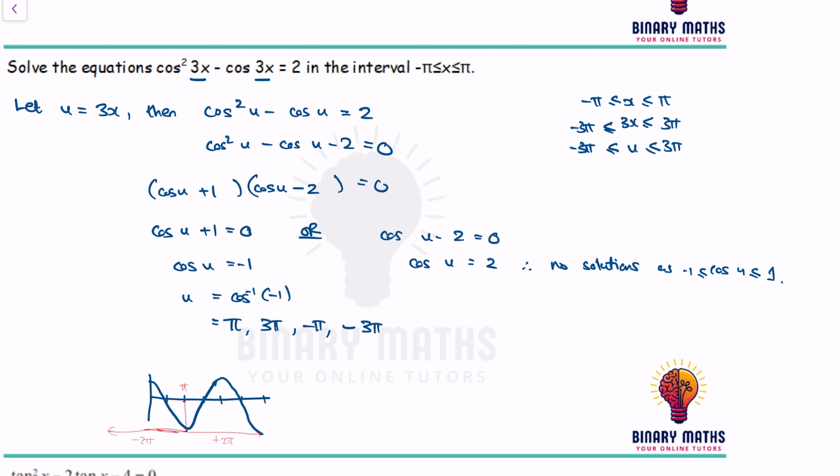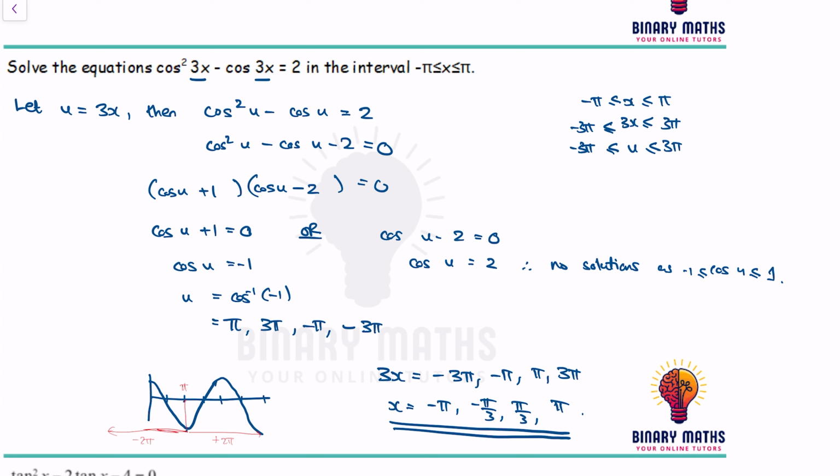Okay, which means 3x is minus 3 pi, minus pi, positive pi, and positive 3 pi. Which means x, if we divide by 3, we get minus pi over 3, pi over 3, and pi. So these would be your solutions.